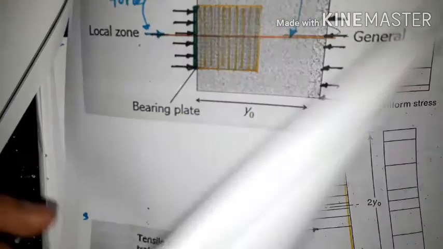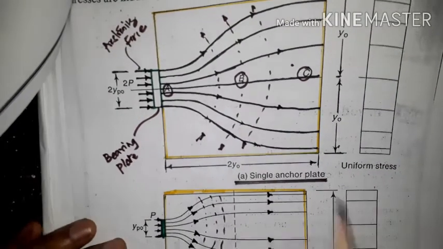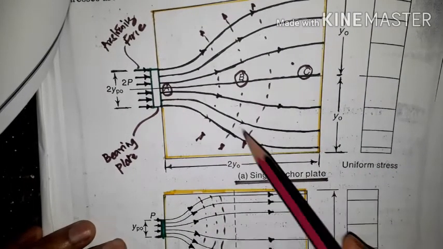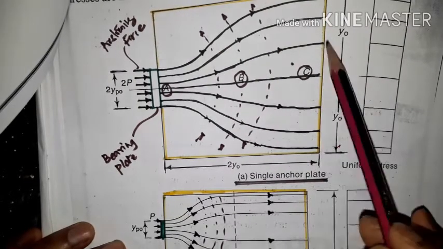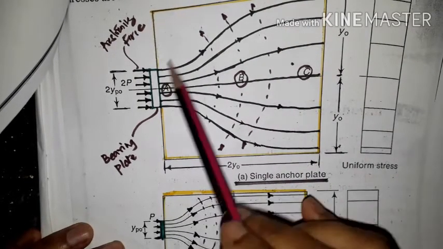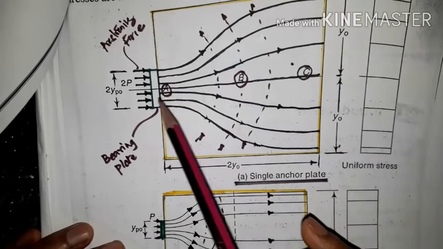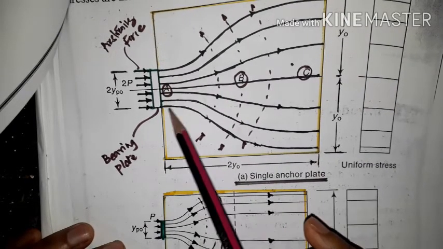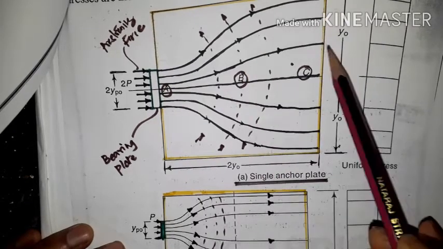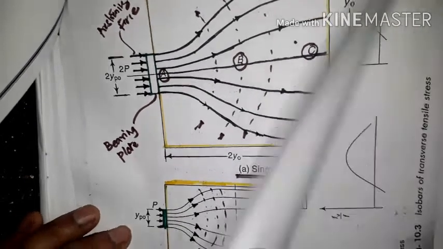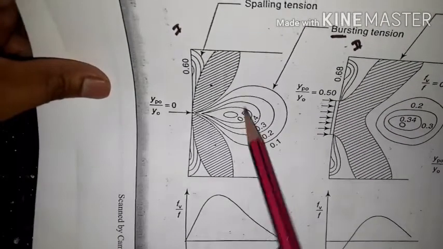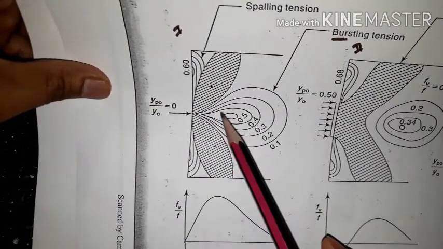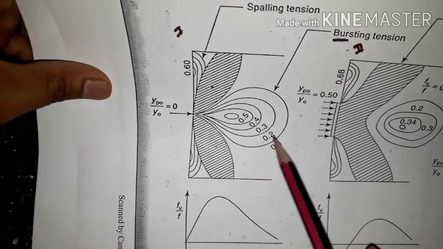I have also told you how we discussed the flow of the forces. Again these become parallel, and the flow will be uniform, but here the flow is not uniform. I also discussed zone A, zone B and zone C, and how the stresses develop in them. There are different zones. In the first stage, you can see the compression and also the tensile stresses.